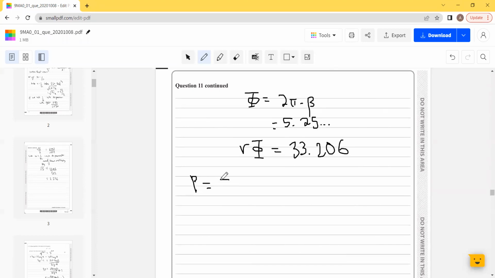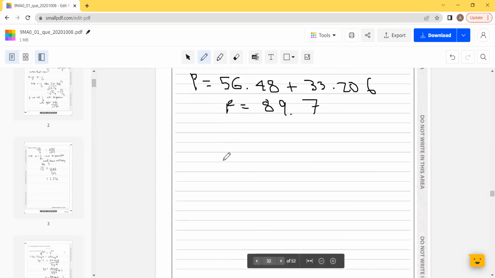So now the perimeter P is equal to 56.48 plus 33.206. And to 3 significant figures, this is equal to 89.7. And that's how we do this question. Again, it's a question of being able to see patterns, and obviously, by the end of it, you'll be comfortable with doing questions like this.